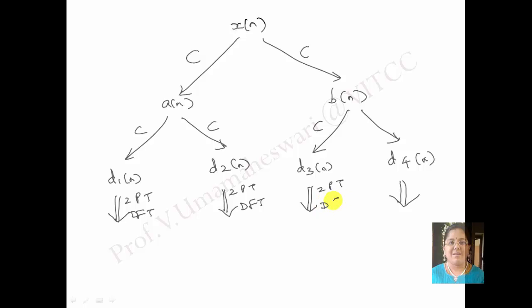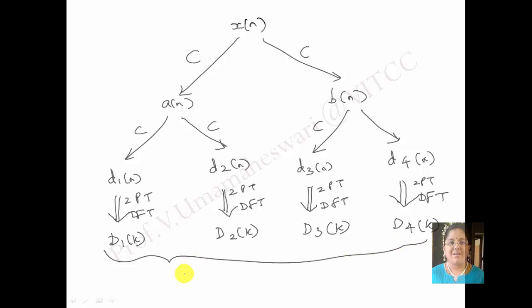Please note the difference that in DIT we don't compute D1, D2, D3, D4. We simply rearrange x of n to get D1, D2, D3, D4 of n. Okay. Now after obtaining the FFT of D1, D2, D3, D4, we obtain capital D1 of k, D2, D3, D4 of k, which themselves are the outputs in the bit reversed order. Okay, so actually D1, D2, D3, D4 constitute X of k.